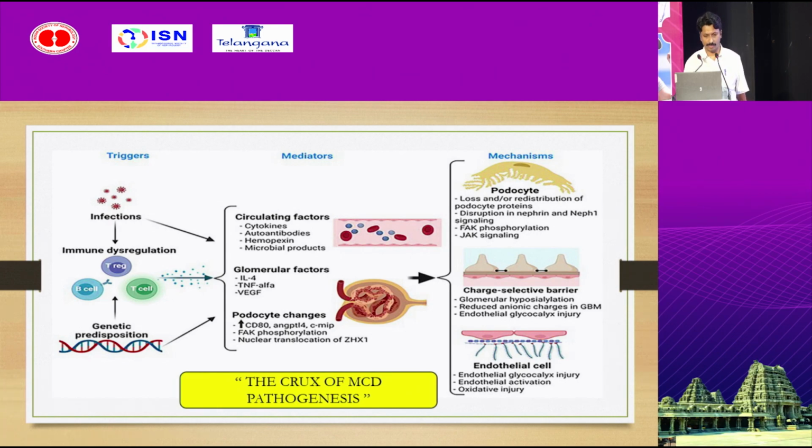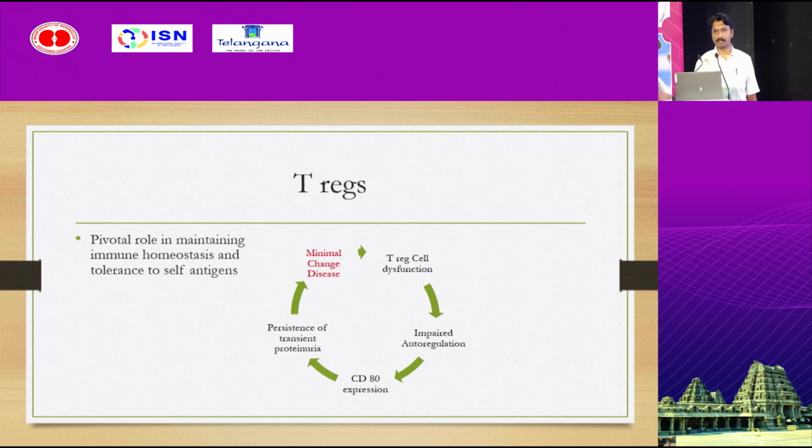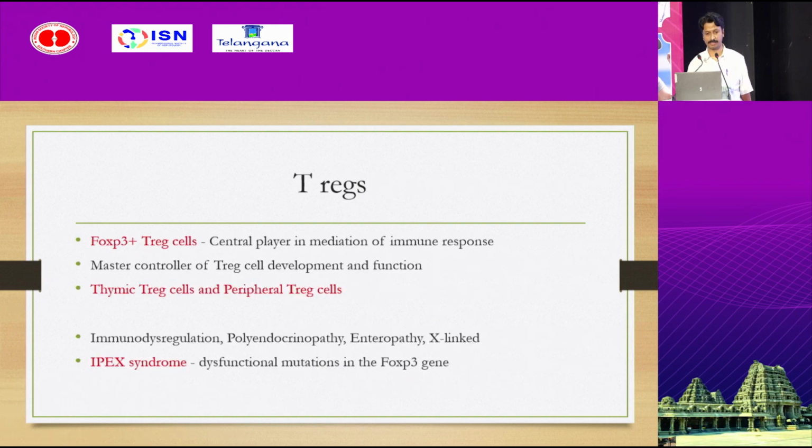This is the crux of MCD pathogenesis. As we all know, T regulatory cells are very important in maintaining immune homeostasis and tolerance to self-antigens. So increasingly, T cell regulation, that is T regulatory cell dysfunction, leads to impaired autoregulation, leading to increased CD80 expression, which leads to persistence of the transient proteinuria which normally occurs, leading on to minimal change disease. This is the vicious cycle which sets in minimal change disease.